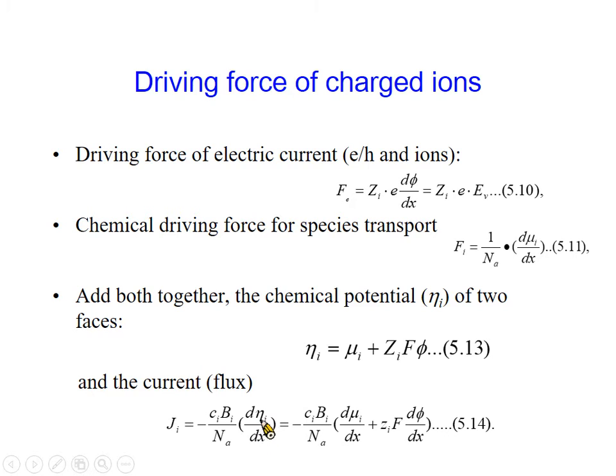If we have the gradient, we call it the voltage strength. Then times C, B, and over NA. C is the concentration of the diffusion species, B is the mobility of this species, and then divided by Avogadro's number. So we can put it as Equation 5.14, a combination of the two driving forces.